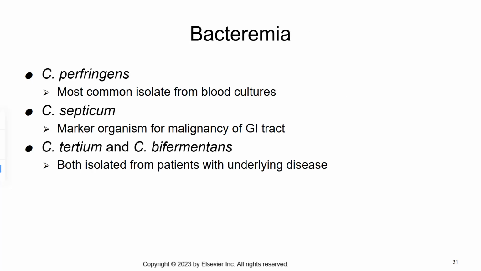Bacteremia, bacteria in the blood. C. perfringens is the most common. C. septicum is a marker organism for malignancy of the GI tract. C. tertium and C. bifermentans are both isolated from patients with underlying disease.